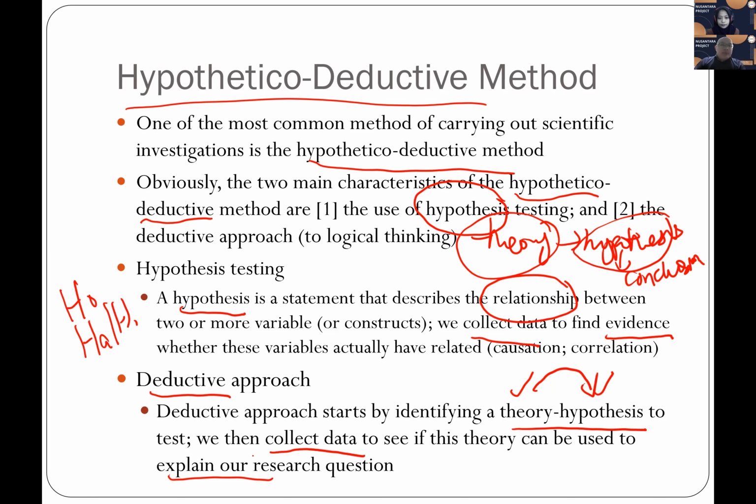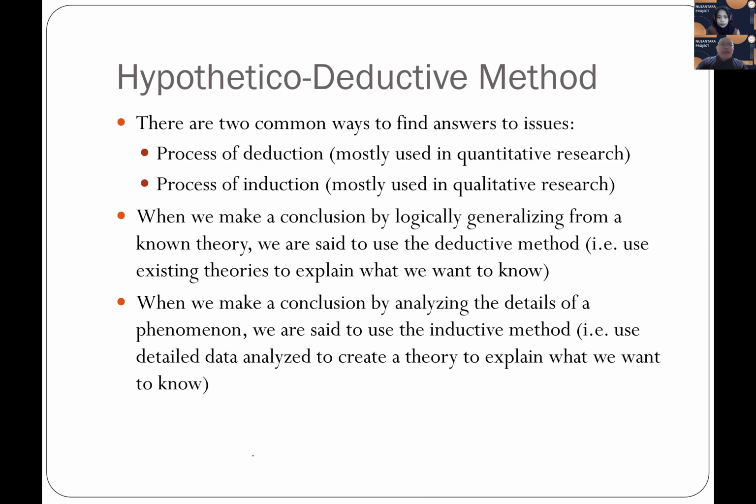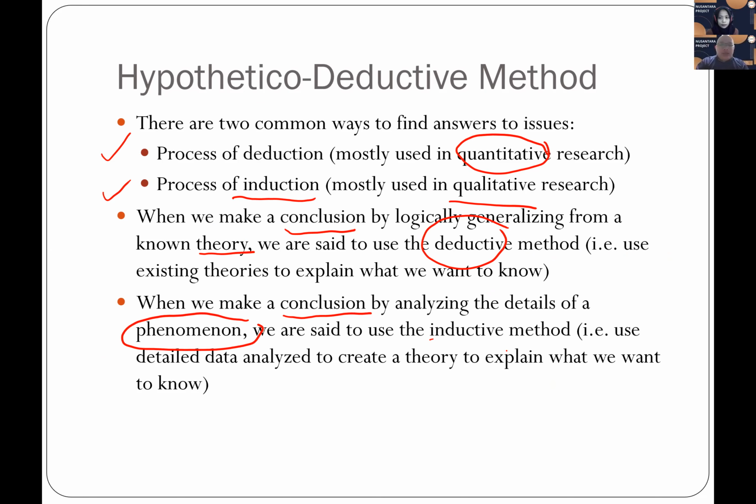Okay, so it's a process. Like what I mentioned earlier, we have 2 types. One is deduction, one is induction. Deduction is quantitative, induction is qualitative. But we will focus more on deduction. When you make a conclusion from a theory, we say it is deductive. But if you make a conclusion based on observation, observing the phenomena, then we say it is inductive. Okay, so that is the main difference. Conclusion from theory is deduction. Conclusion from phenomena or observation, we call induction.